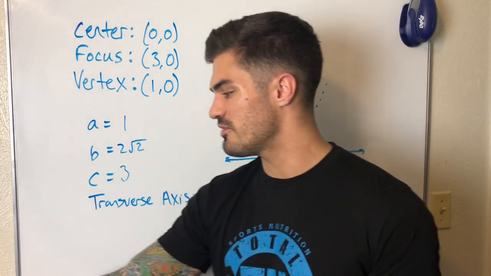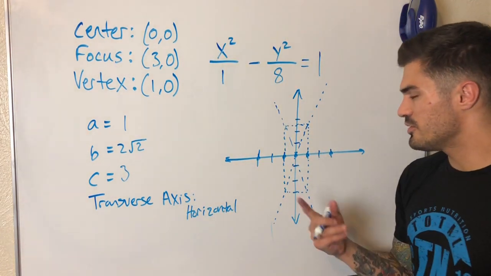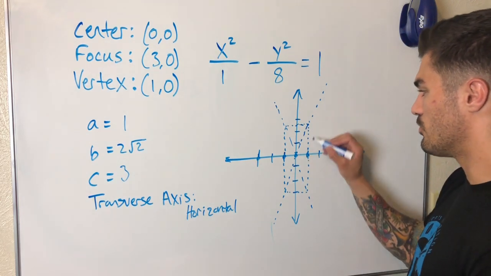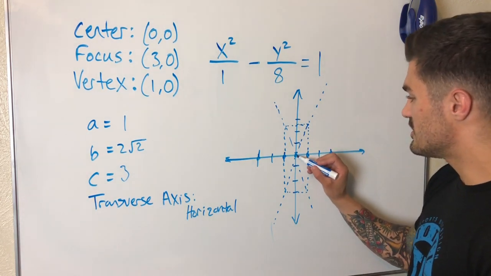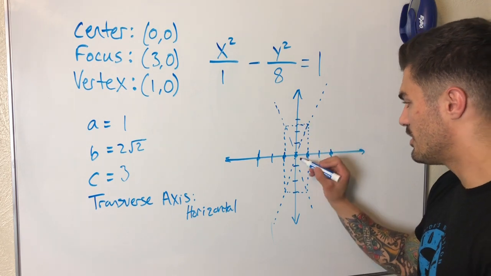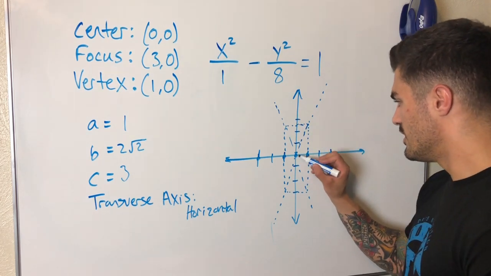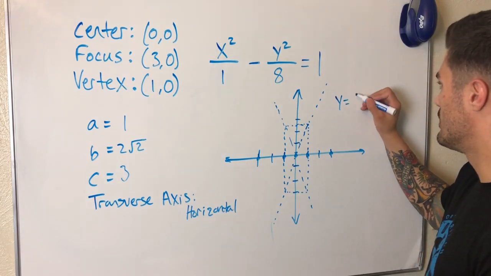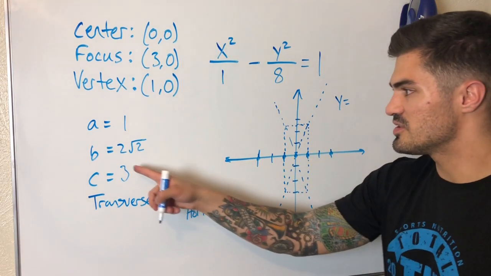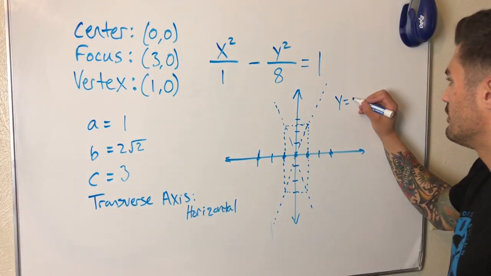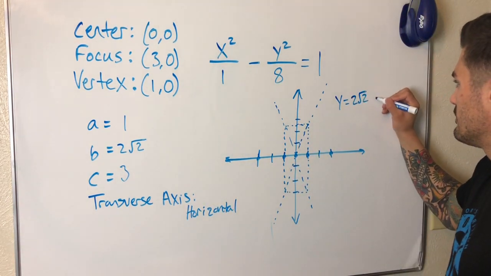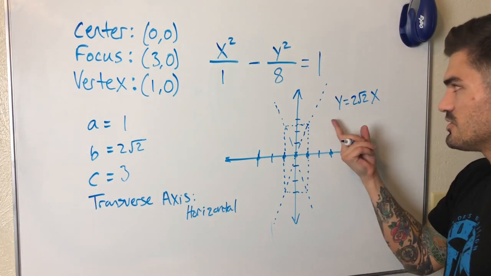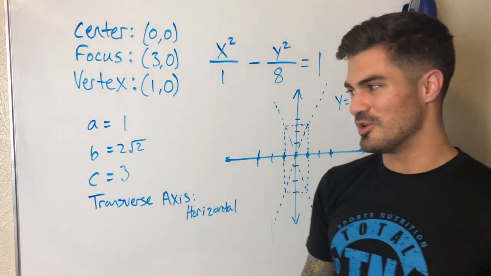There's a formula, and I do have it on the sheet, but this is good to know, and the reason why is because you don't have to memorize a formula if you do it this way. You can do rise over run, right? And since my rise is my B value and my run is the A value, I have y equals B over A. So in this case, that's 2 root 2 over 1 x. And the reason I have that is because my center is at 0, 0. Otherwise, it would be a little bit more complicated.